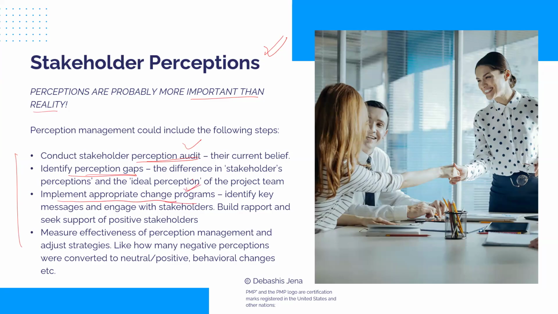Implement change programs. Change programs could mean many things: conduct workshops, send out certain communications and all. So basically these change programs are aimed towards clarifying or sharing the reality, the fact, with them. This would help clarify the perceptions, fix the perceptions in case there are any gaps. You would conduct these change programs. All right. And then finally, again, measure whether the perception gap has been bridged or it still exists. So this is a simple 4-step process to manage perceptions of the stakeholders.